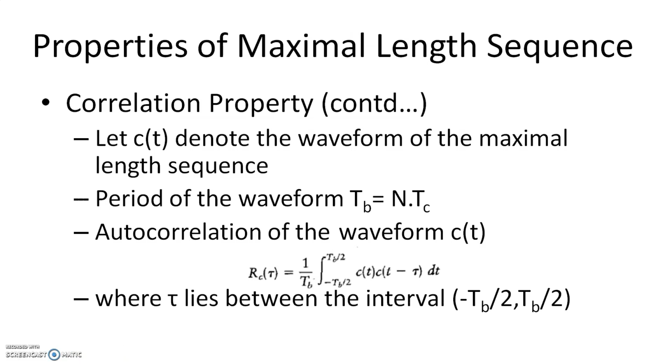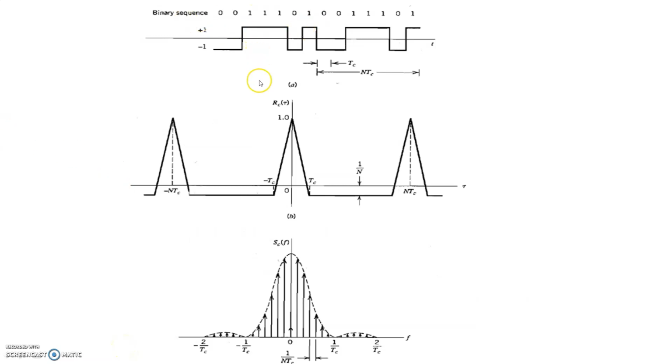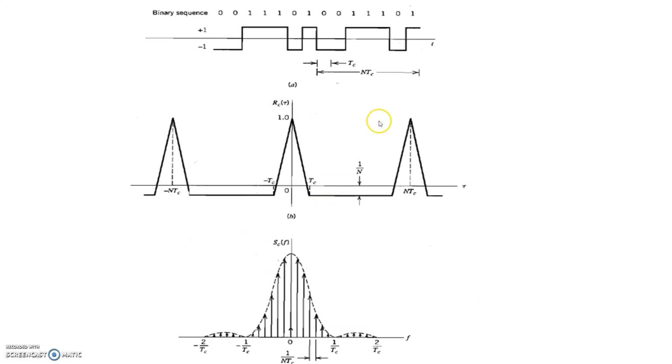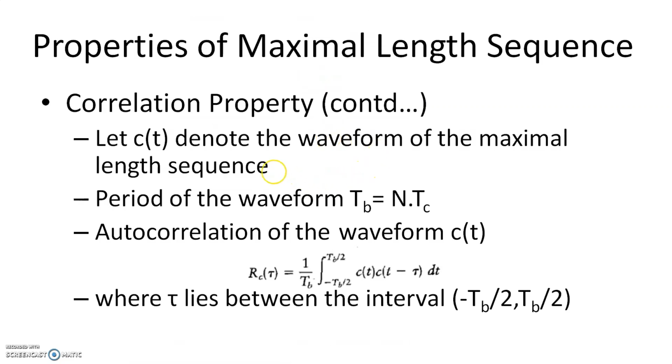So we are continuing with the correlation property. We write C of t to denote the waveform of the maximum length sequence. So C of t is this waveform. Now the period of the waveform is Tb, which is equal to N times Tc. So Tc is the duration of one bit of data. So N times Tc will be the total period of the waveform. So it repeats after Tb.